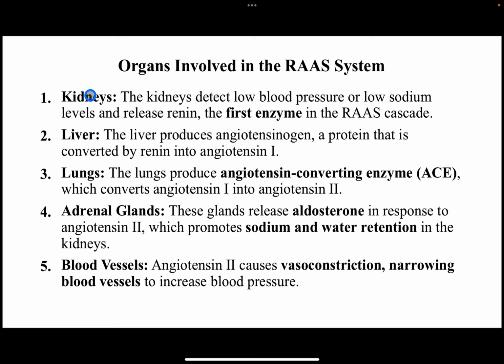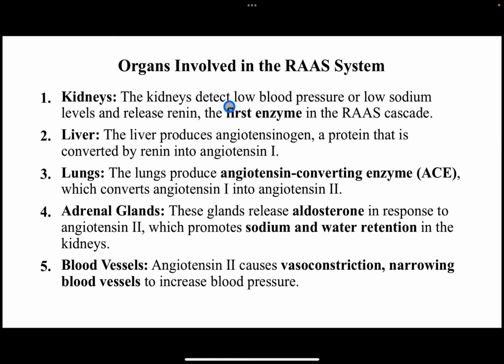Now, the kidney is the first organ that plays a key role in this system. The renin-angiotensin-aldosterone system is activated when there is low blood pressure or low blood sodium levels. This is the triggering factor. So if you are asked in exams what actually triggers the system, it is low blood pressure or low blood sodium levels. Anytime there is low blood pressure or low blood sodium levels, your kidney will release renin. This is the first enzyme in the RAS cascade.